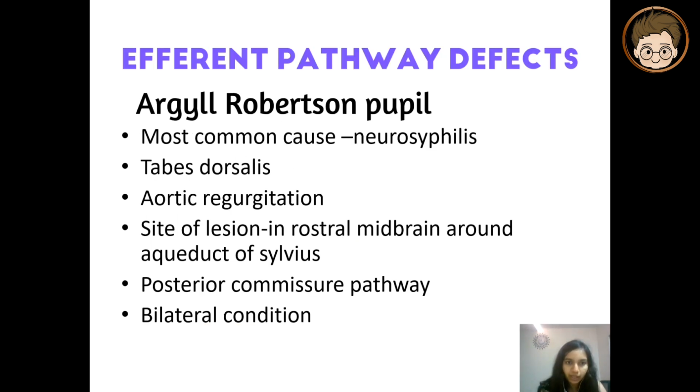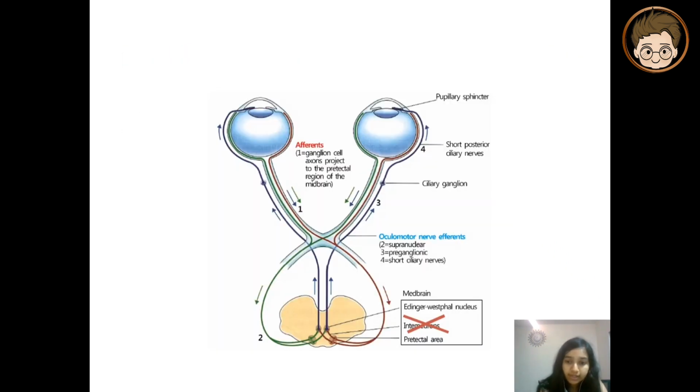Moving on to the efferent pathway defects, the most important one is the ARP, or Argyll-Robertson pupil. The most common cause is neurosyphilis. Other causes are tabes dorsalis as well as aortic regurgitation. The site of lesion of this condition is the rostral midbrain. In this defect, as you can clearly see in this diagram, there is a defect in the posterior commissural fibers as well as the aqueduct of Sylvius.